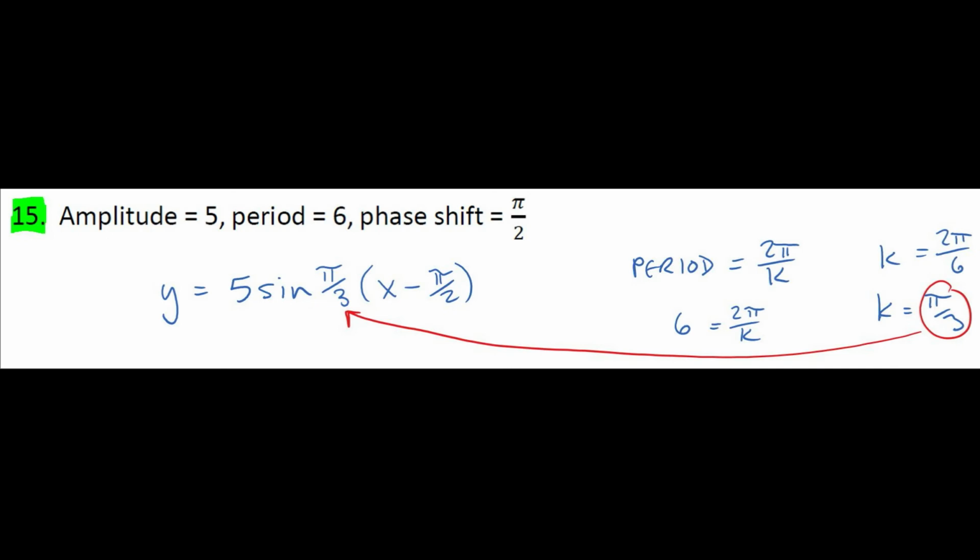And then the phase shift is pi divided by 2. They don't say left or right. I love to say left or right. I think it's a lot more helpful. But since they didn't say, we'll assume it's positive. So when we plug it in, we make it negative. And that's what we end up with. And that is our entire equation.